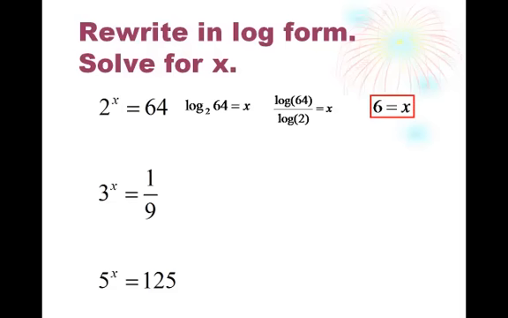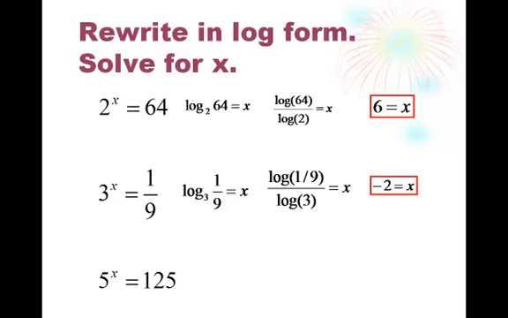Try the next one. Rewrite this as a log, and then type it in your calculator so you can find the answer. Your base number is 3, so we're going to say log base 3 of 1/9 equals x. To type this in our calculator, we do log of 1/9, close parentheses, divided by log 3, close parentheses. The base is 3, so make sure you have that on the bottom of the fraction. When we get done evaluating, we get -2, so x equals -2 is our final answer.